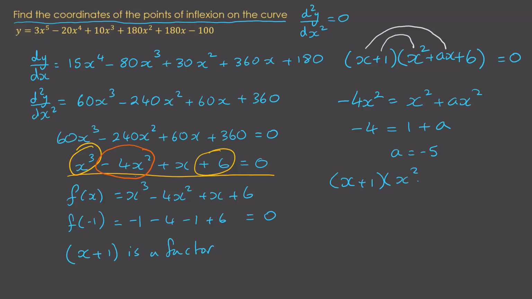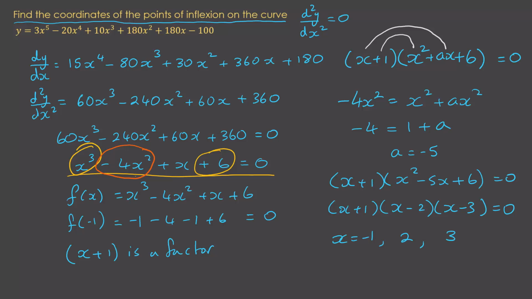So I now have x plus 1, x squared, take 5x plus 6 is equal to 0. So x plus 1, x minus 2, x minus 3 is equal to 0, giving me that x is equal to negative 1, 2, or 3.